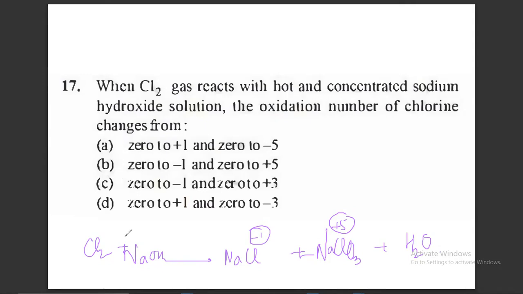So on reaction with hot and concentrated alkali, a mixture of chloride and chlorate is formed. So 0 to -1 and 0 to +5 is the answer to question number 17.